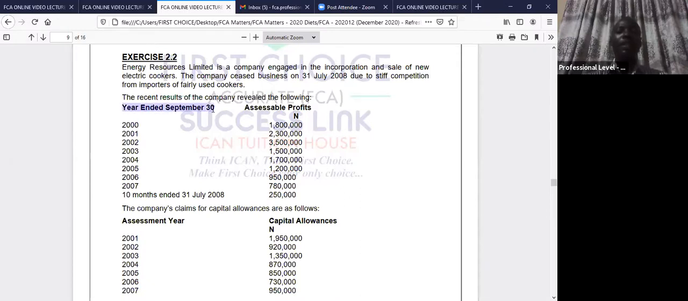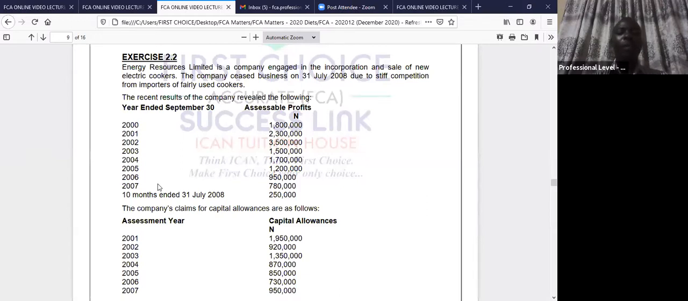Anytime you see year ended, that is basis period. Now, I want you to convert basis period to assessment year. So it means year ended 30th September 2000. What is going to be your year of assessment? You simply come here and write under here, YOA. Under here, you put 2001 beside 2000. So your year of assessment is 2001, but the basis period is ending September 30th, 2000. Ending September 30th, 2001, your year of assessment will be 2002. So I want you to do it that way until you get to 2008.